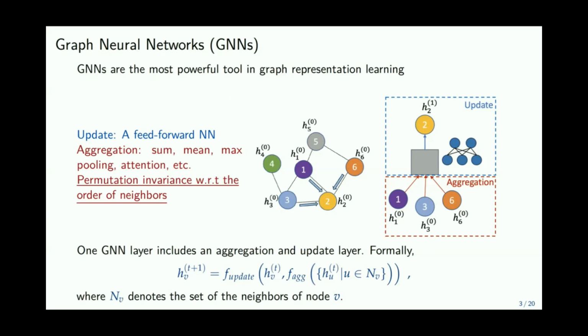And then in the aggregation layer, for example, if you want to update the representation of node 2, it is going to aggregate its neighbors' information. In this graph, to update the node 2 representation, it will aggregate its one-hop neighbors: node 3, node 1, and node 6. And for the aggregation methods, it could be min, max pooling, or attention. And also the aggregation should be permutation invariant with respect to the order of the neighbors.